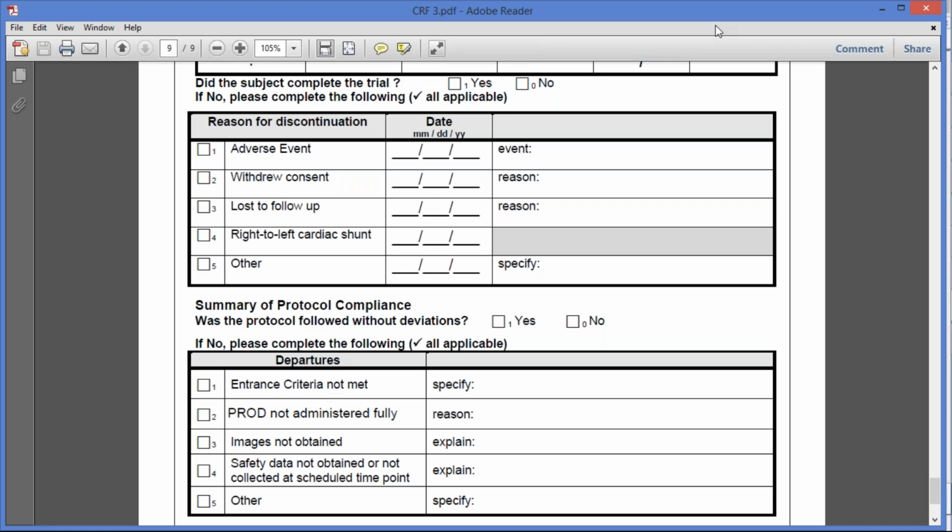Let's say, for example, the subject should not take aspirin. Aspirin is a prohibited medication, but if the patient is taking that medication, that is a deviation. If the subject should not take so-and-so concomitant medication, but the subject is taking it. You can see this form, the protocol compliance form.